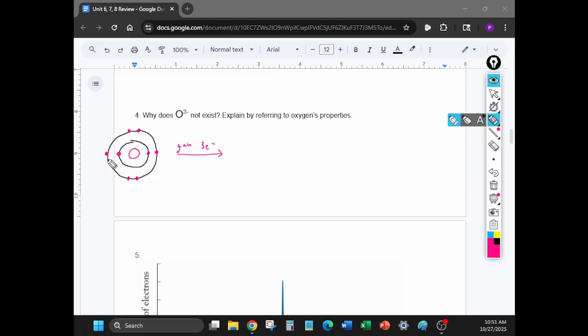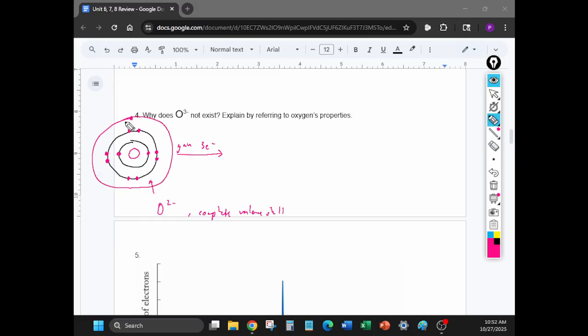So if you gain 3 electrons, you gain 2 in the valence shell first, right? And if you gain 2, what's special about O2 minus? It reaches the same amount of electrons as a noble gas. Yeah, it has its noble gas configuration, so it has a complete valence shell. Oxygen is happy now, and to become O3 minus, what does it need to do? It needs to gain a 3rd shell.